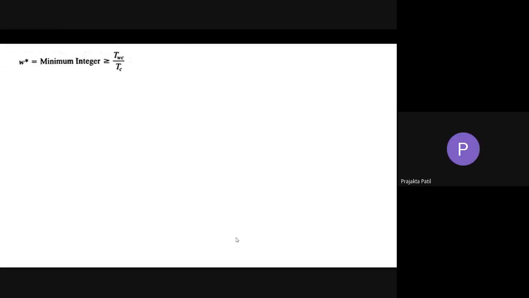Since the number of workers must be an integer, we can state W star is equal to the minimum integer which is greater than or equal to TWC by TC, the ratio of TWC by TC. It has to be an integer. So when it comes to rounding off the decimal points that you get, you take it to the higher level, the next number, where W star is the theoretical minimum number of workers. Please note this down correctly, because sometimes they will ask you to find the theoretical minimum number of workers, not just the number of workers.